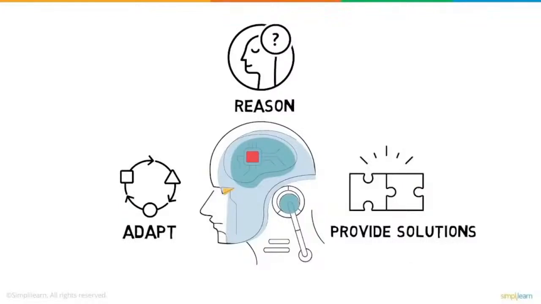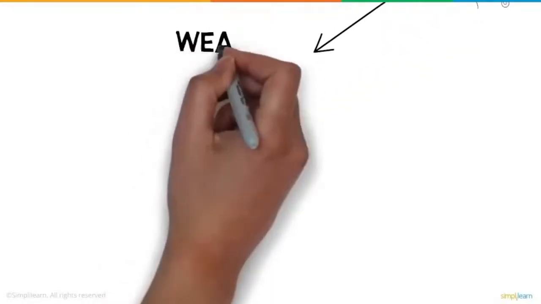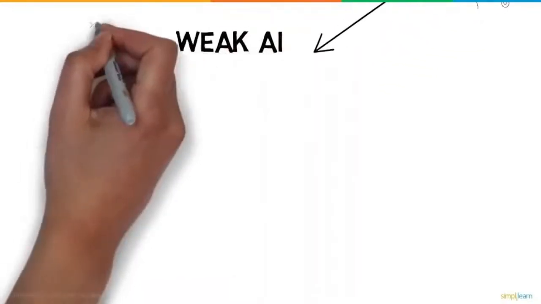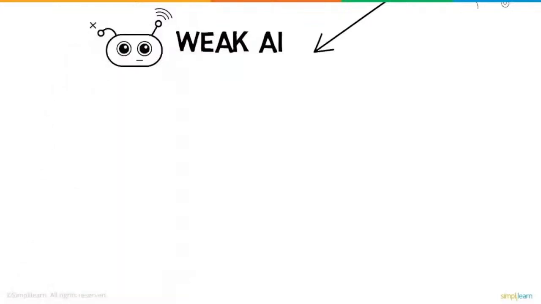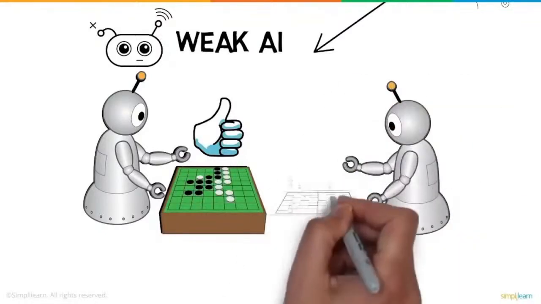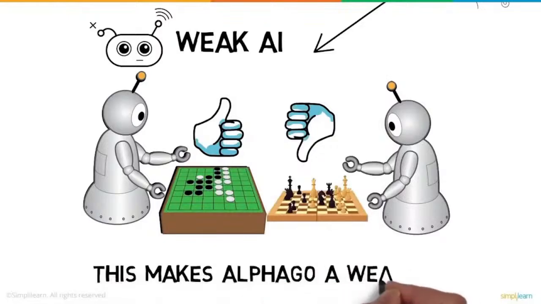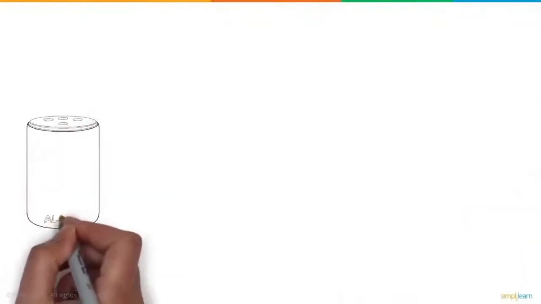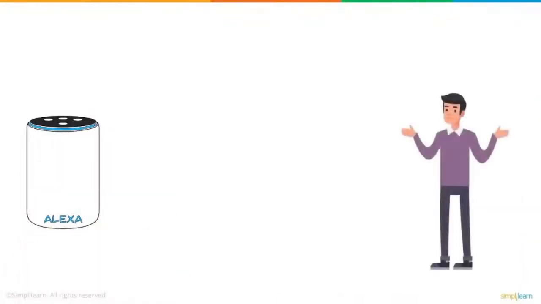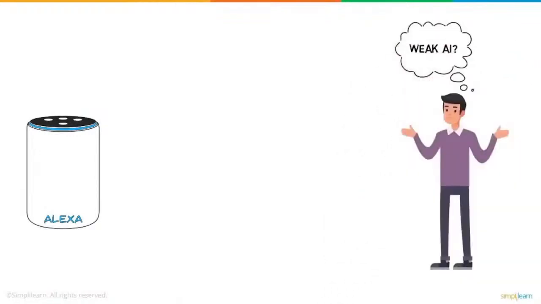Well, now that we know what AI is, let's have a look at the two broad categories an AI is classified into. Weak AI, also called narrow AI, focuses solely on one task. For example, AlphaGo is a maestro of the game Go, but you can't expect it to be even remotely good at chess. This makes AlphaGo a weak AI. You might say Alexa is definitely not a weak AI, since it can perform multiple tasks. Well, that's not really true.